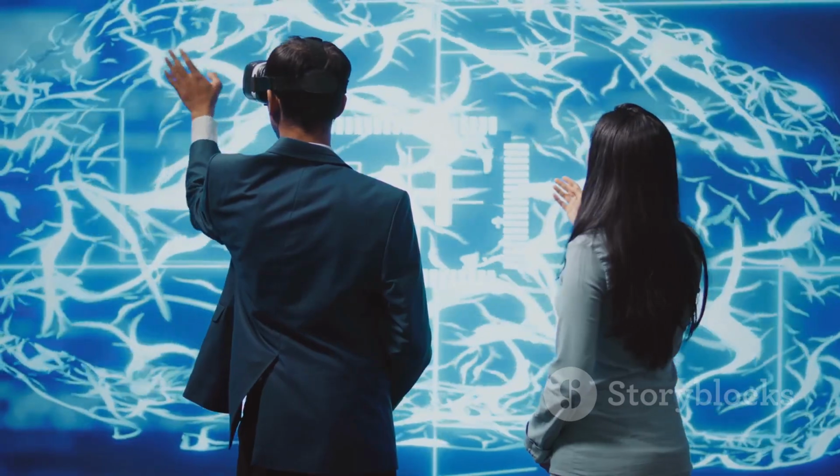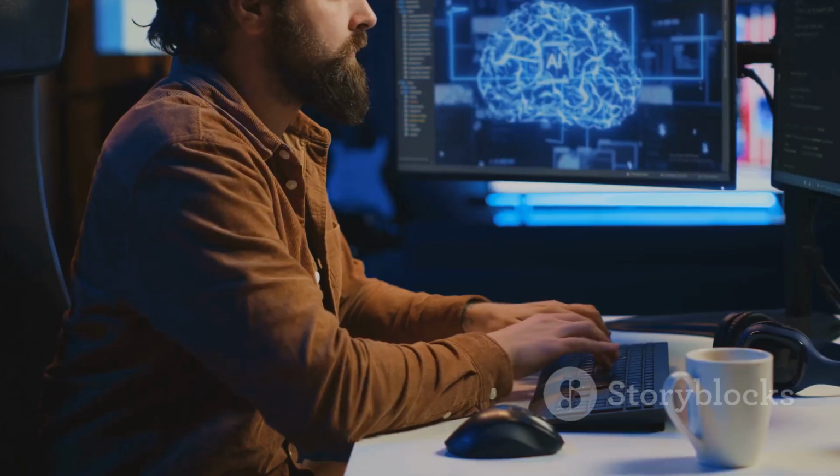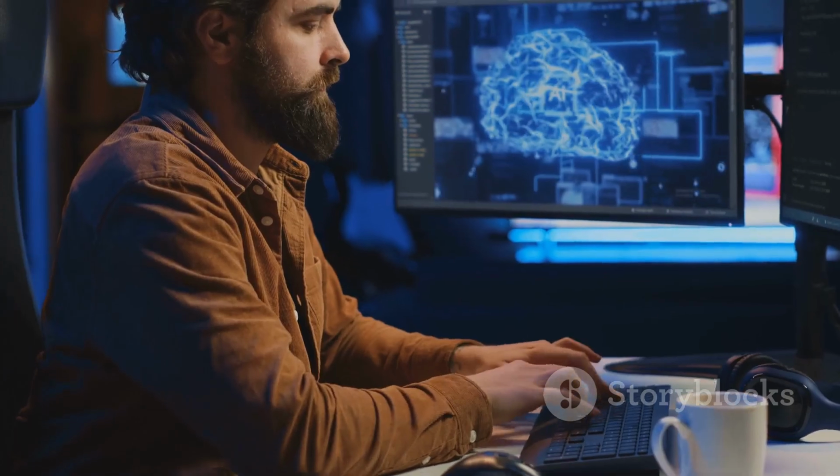Who knows what the future holds? Maybe you'll be the one to discover the next big thing in activation functions.